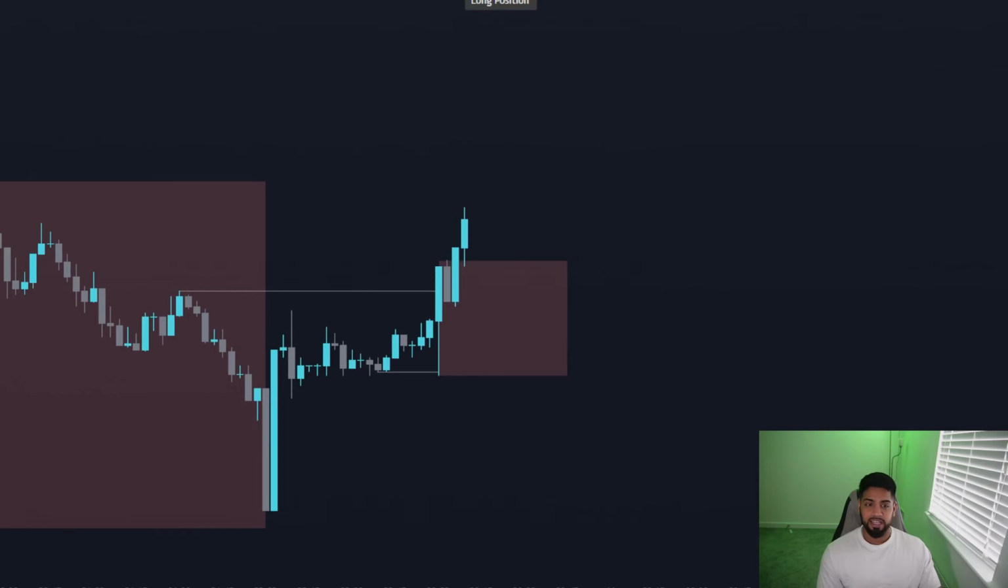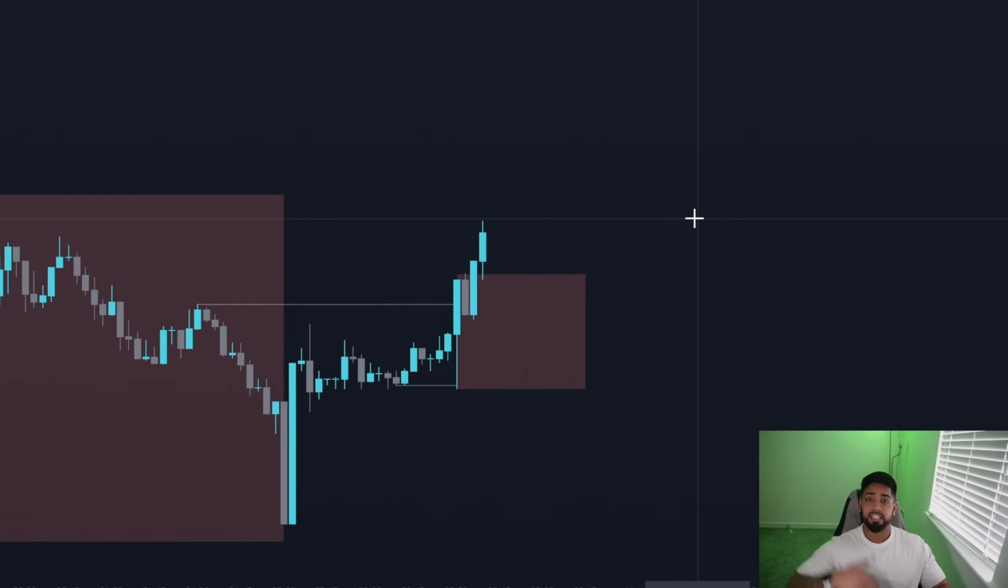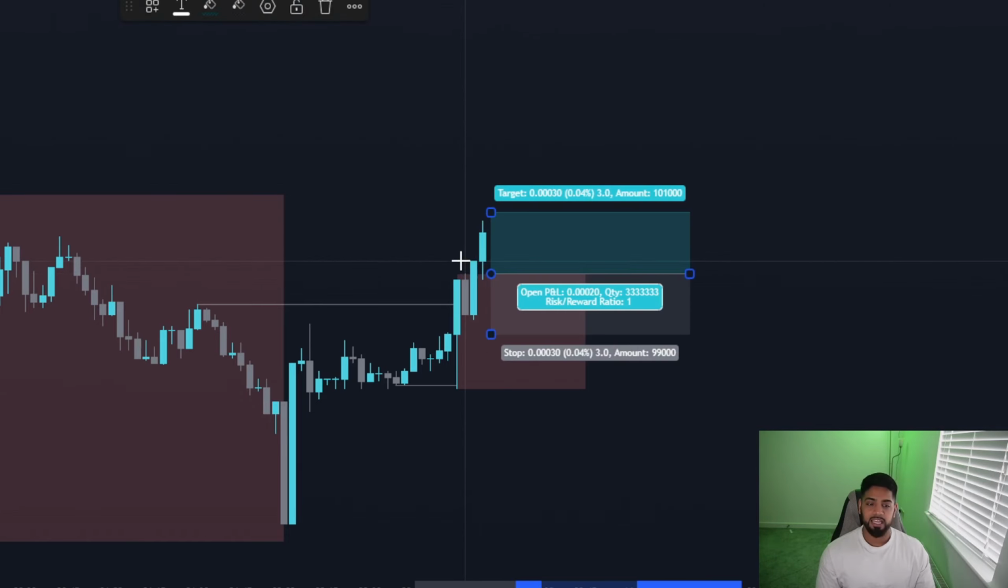So now that we've understood that, we've done all of the hard work, we've identified the higher time frames, the lower time frames, we've now ended up at the entry schematic, which we are now looking to get into this position with. So once we've done all of that hard work, we're simply going to take our entry at the open of that candle.